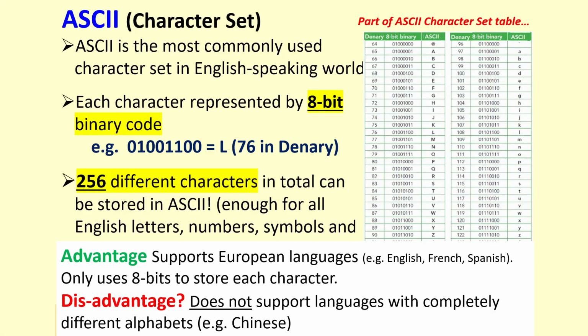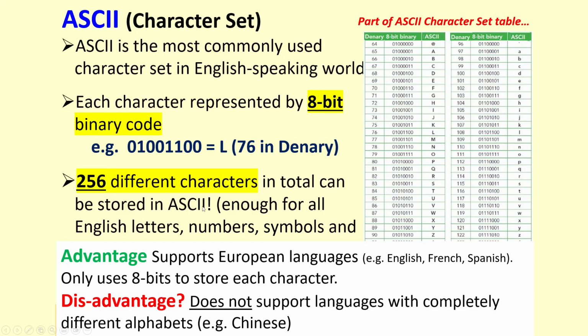So, two character sets. The first one we looked at was ASCII. It's the most common character set in the English-speaking world. Every character in ASCII is represented by an 8-bit binary code. For example, L would be 01001100, and you can see it there, capital L. There's also a lowercase l with a different value.